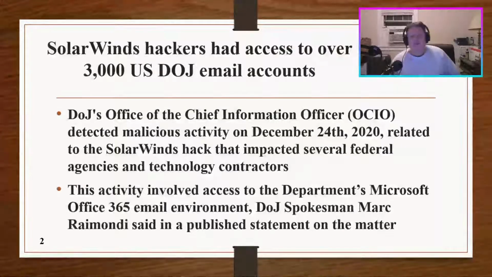And also, the Department of Justice's Office of the Chief Information Officer detected malicious activity on December 24th, 2020, related to the SolarWinds hack that impacted several federal agencies and technology contractors. This activity involved access to the department's Microsoft Office 365 email environment, Department of Justice spokesman Mark Raimondi said in a published statement on the matter.